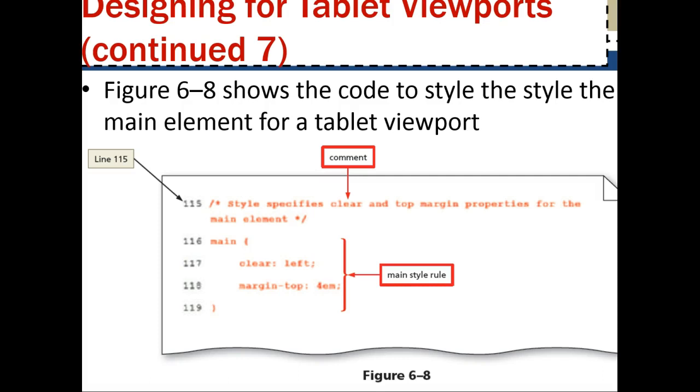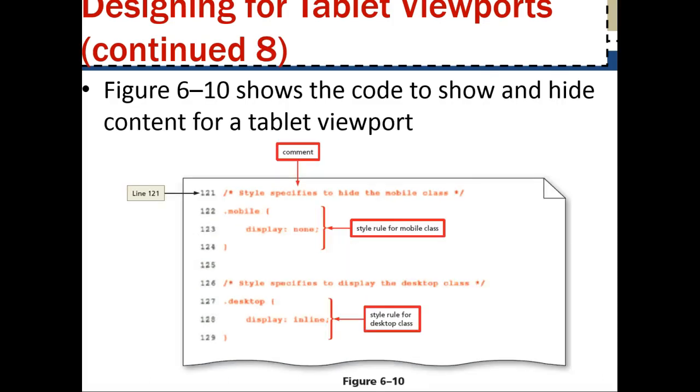So again, why do we need the top margin? The default top margin is 0.5 em. Increasing the top margin to 4 em adds space between the navigation buttons and the main content area. You can see the changes on page 266, how it is applied to the Forward Fitness Club. Again, it's a little bit of playing around with this so that you get it right for the tablet viewport.